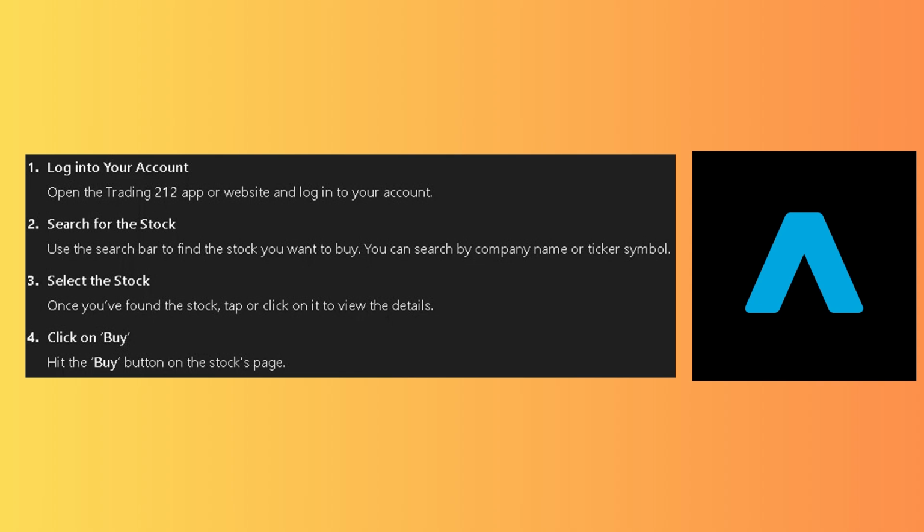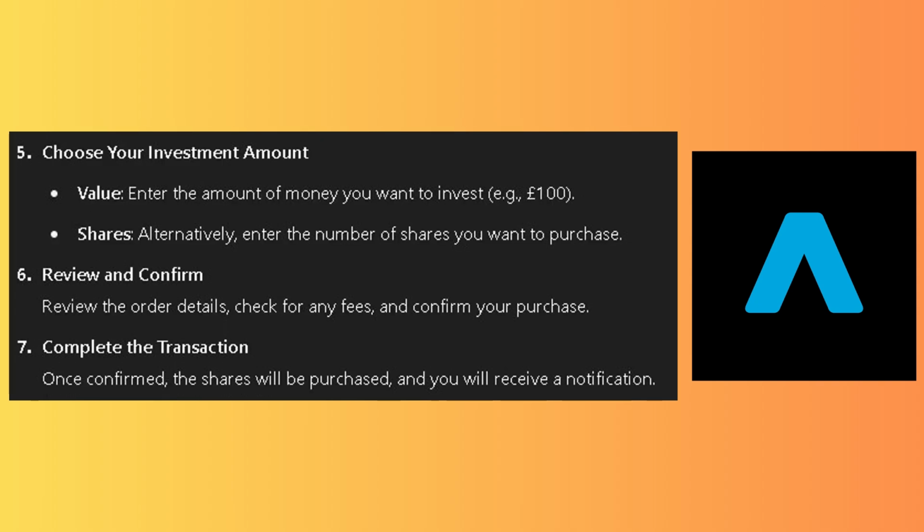After that, click Buy. Hit the Buy button on the stock page. Choose your investment amount. You can choose a value, so enter an amount of money, such as $100 or $50 or even $10. Or shares. You can enter the number of shares you want to purchase, such as 0.5 or 2.